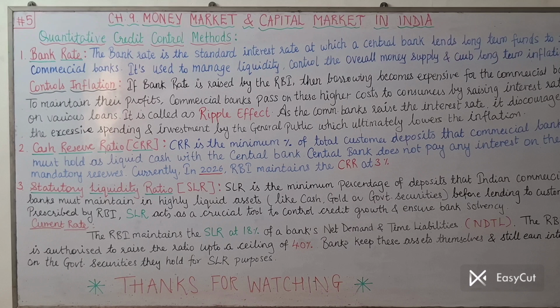Second quantitative credit control method. Second one, CRR, cash reserve ratio. See, all of these factors more or less work the same way. Cash reserve ratio, we popularly call it CRR. Now what is CRR? CRR means the minimum percentage of the total customer deposits that any bank has, which commercial banks must hold as liquid cash with the central bank.